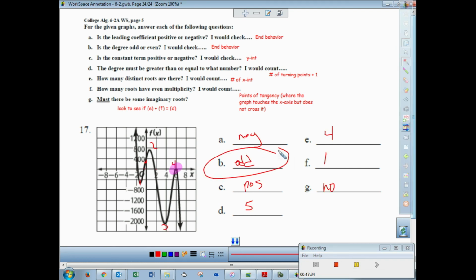This is an odd degree. Since it's not going upright, it's got a negative leading coefficient. The y-intercept is right here in a positive position. 4 turning points plus 1 means it's got a minimum degree of 5. It doesn't mean it's a 5th degree. It's the minimum degree that it could be. 4 real zeros. There is a point of tangency, so that means you get your multiplicity roots. You have 5 roots. Yay.